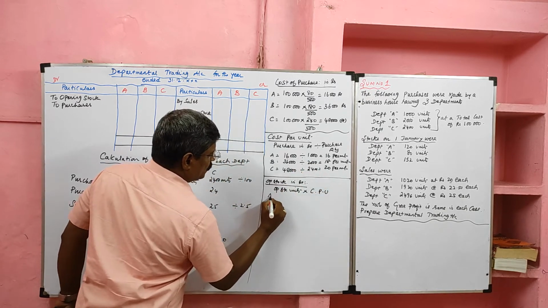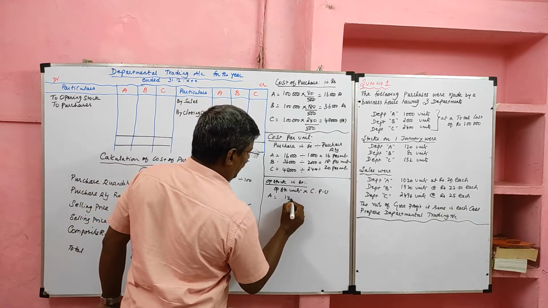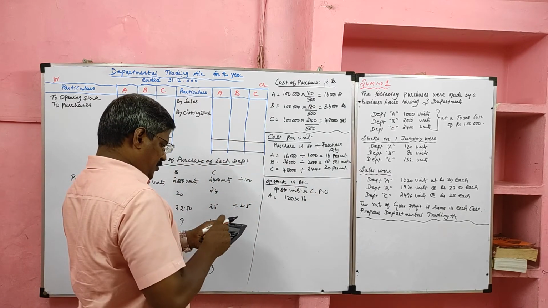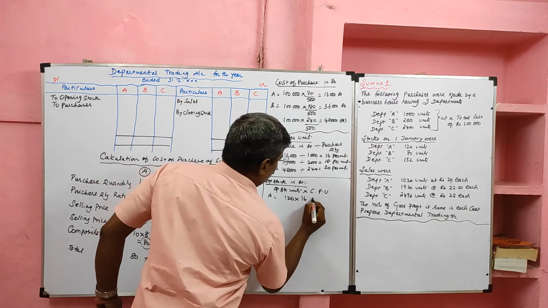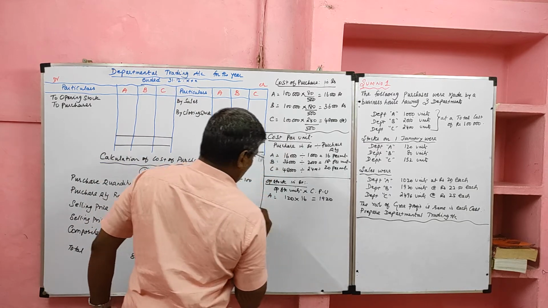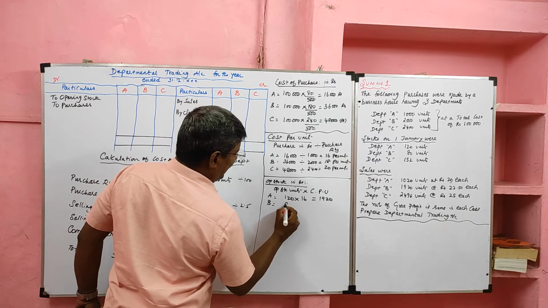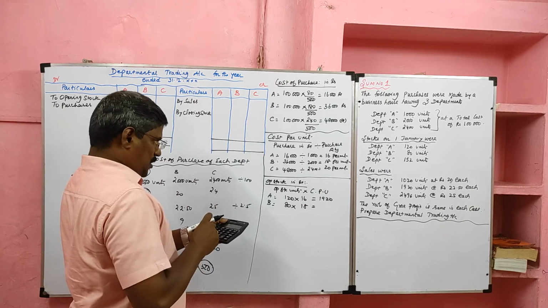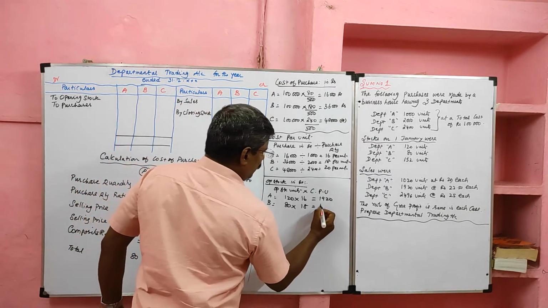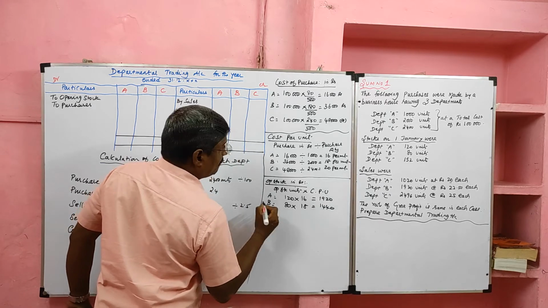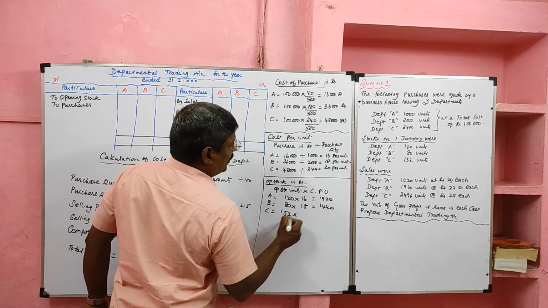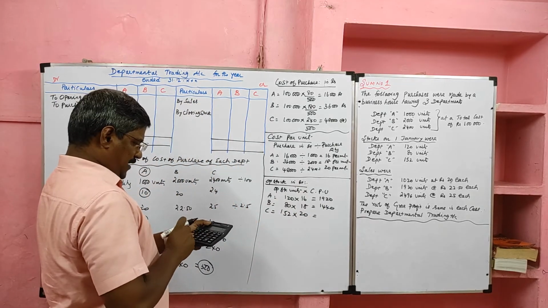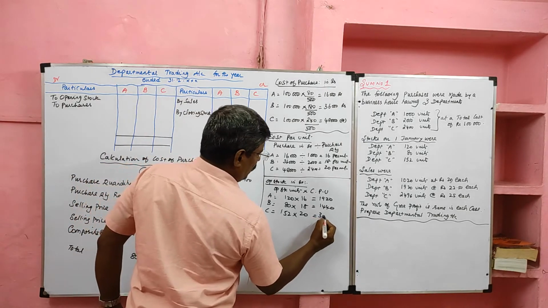Just now we ascertained. So for department A, opening stock given 120. Its cost per unit is rupees 16. So 120 into 16 will get 1920 rupees. Then for B, opening stock 80, its cost per unit 18 rupees. So 80 into 18 will get 1440. Then for C, opening stock 152 into cost per unit is 20. So 152 into 20 will get 3040.